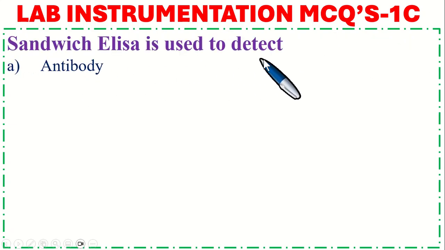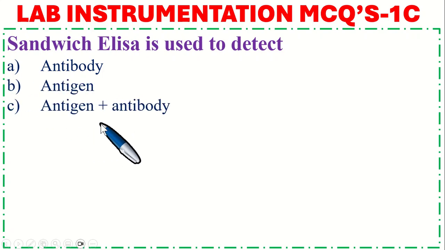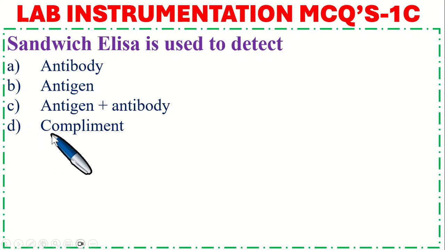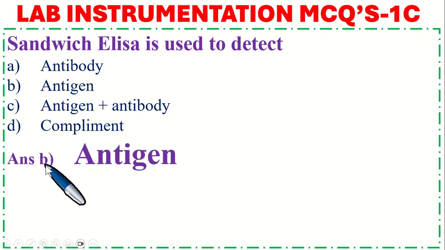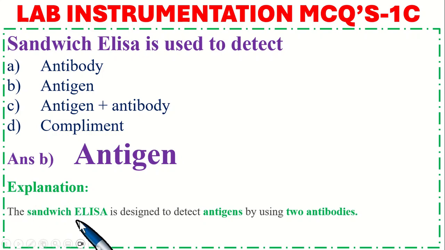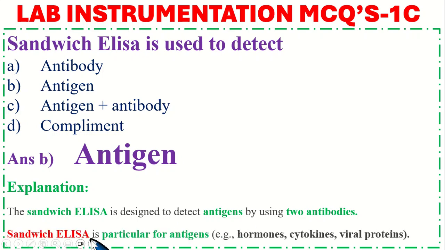Sandwich ELISA is used to detect option A, antibody; B, antigen; C, antigen plus antibody; and option D, complement. So the correct option is B, antigen. Here is a very short explanation. The sandwich ELISA is designed to detect antigens by using two antibodies. Sandwich ELISA is particular for antigens, for example, hormones, cytokines, viral proteins.